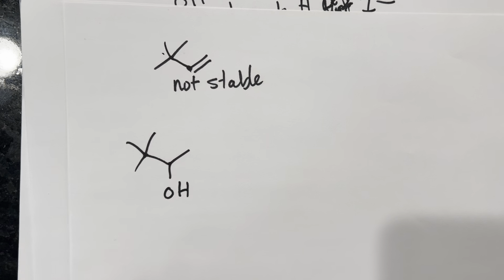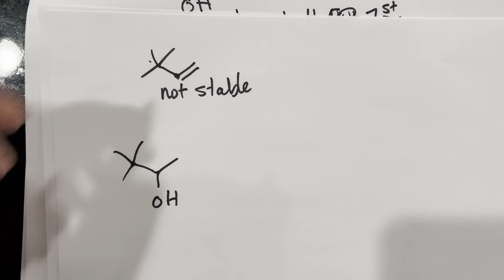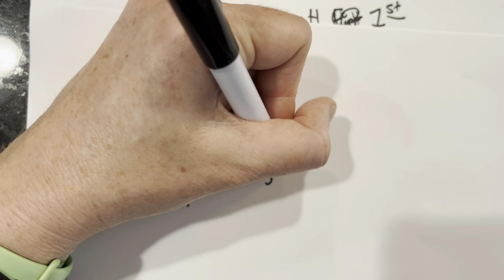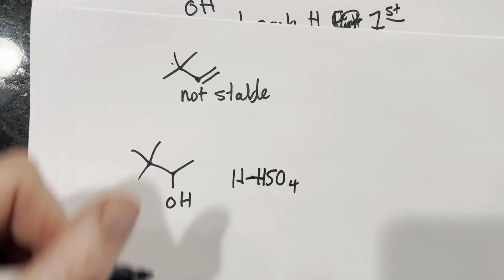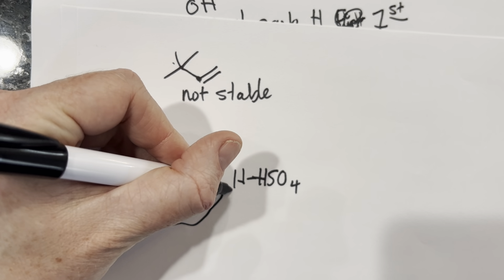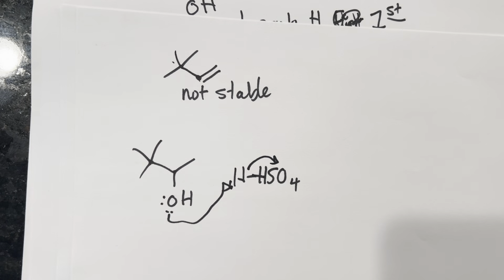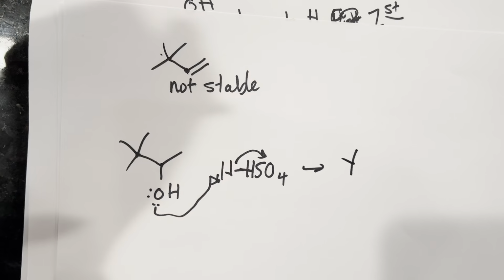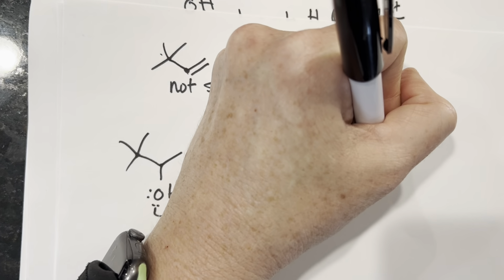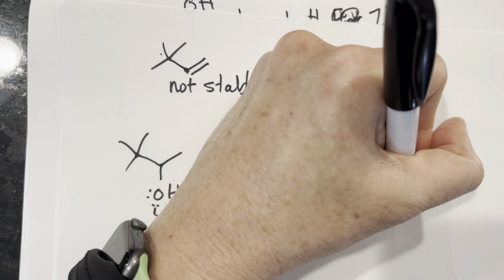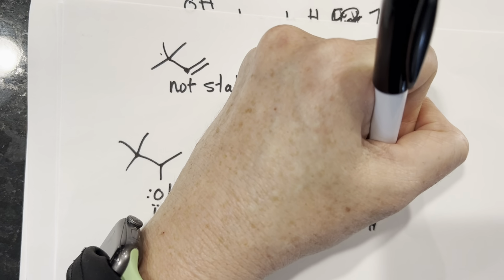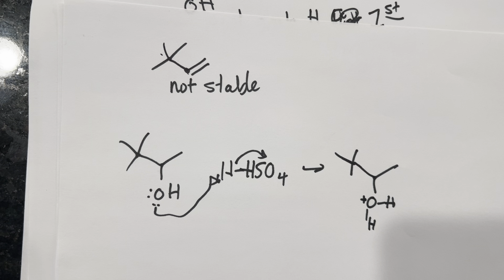Okay, we know that the first step, and I don't know what they're reacting it with, H2SO4. Our first step is that this oxygen is going to go ahead and grab the H. Oh, it's going to go in there. Okay. Now we have this funny looking dude with 2 hydrogens on it. Of course, it has a positive charge now. And that makes it a good leaving group.